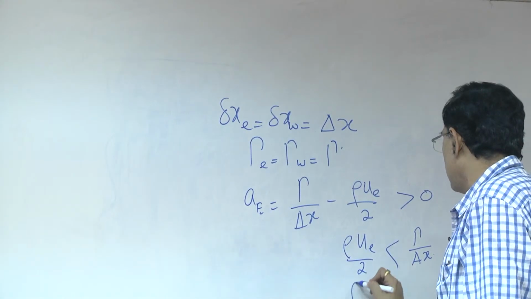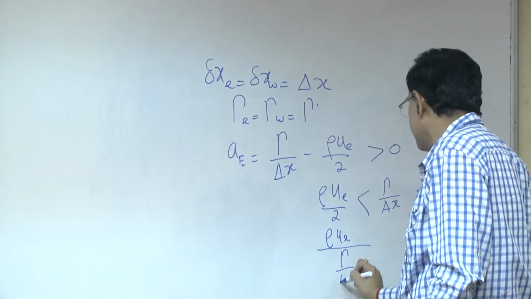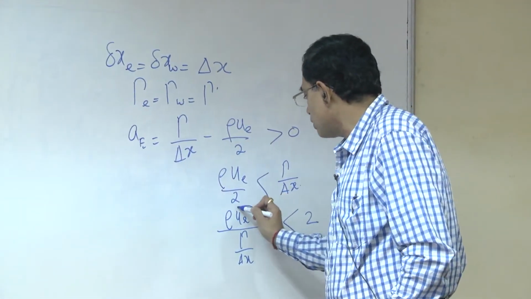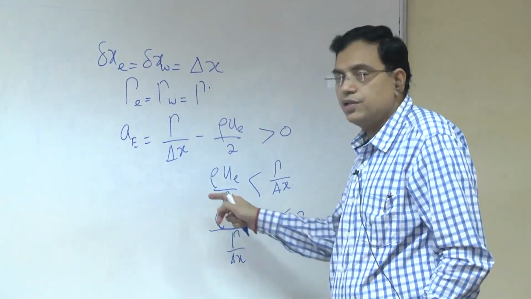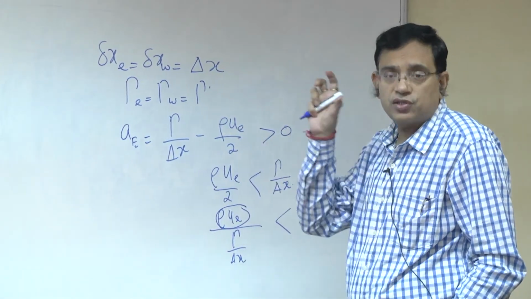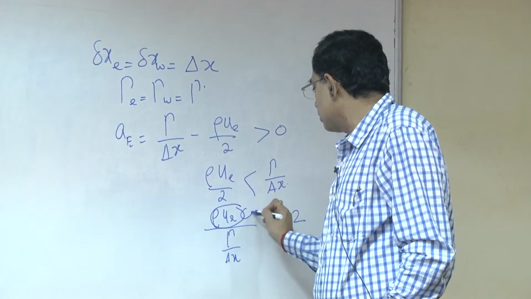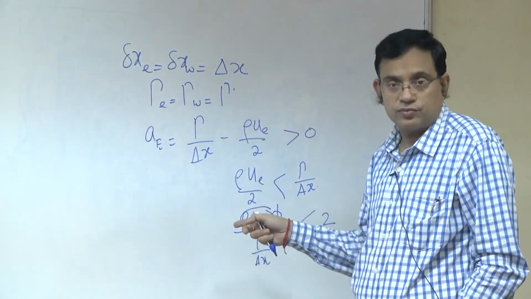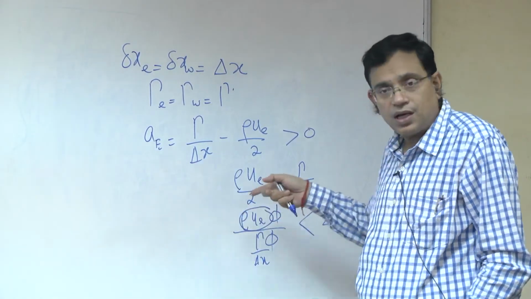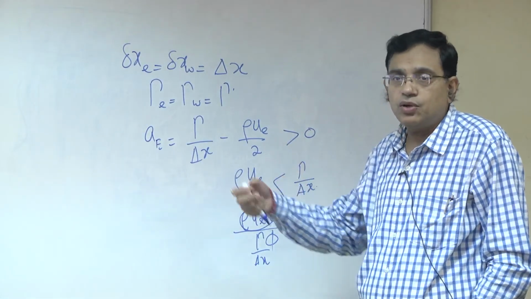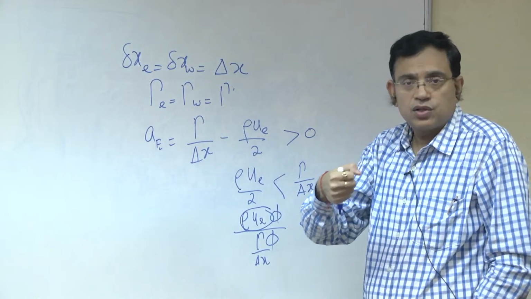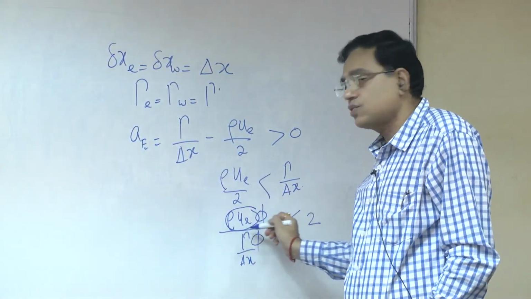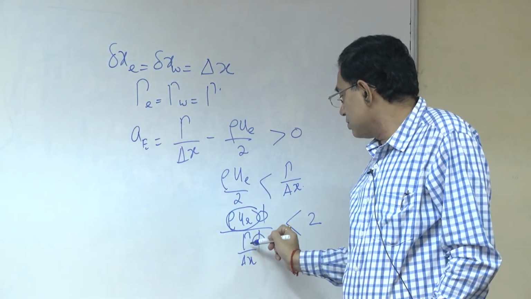So, rho u E divided by gamma by delta x less than 2, right. Why I have written it in this way is because this represents what? This represents the strength of advection. If you multiply both numerator and denominator by phi, this is the strength of transport of phi due to fluid flow. So, the more the velocity, the more will be the transport. It is quite intuitive: say you have a very strong wind blowing over a surface. If there is some heat, the faster the wind is blowing, the faster it will carry the heat. So, that is the strength of advection, and this one is the strength of diffusion.